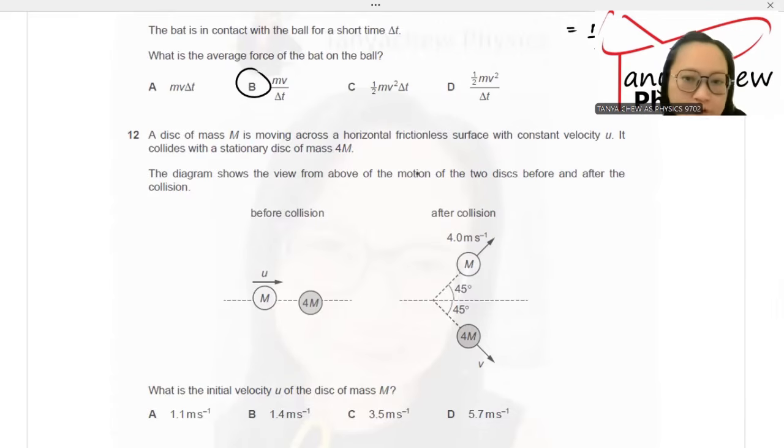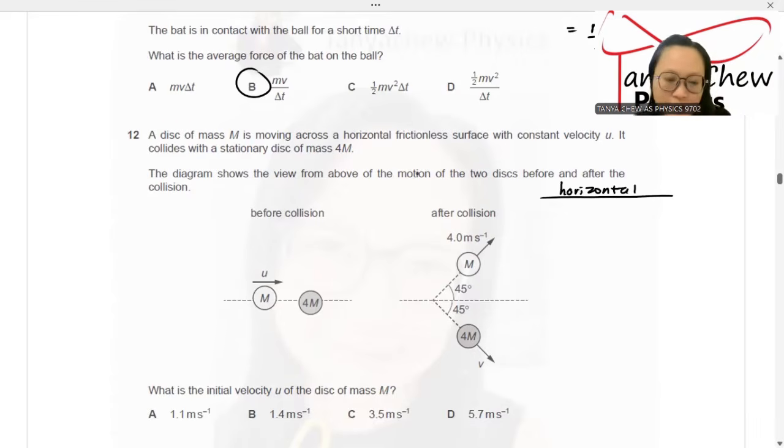So I put here horizontal direction. Everything must be resolved into the horizontal direction. Remember that. So use the principle of conservation of momentum. Total momentum before the collision must be equal to the total momentum after the collision. Total momentum before the collision is related to only m because 4m is not moving. So you put m times the initial velocity in the horizontal direction.